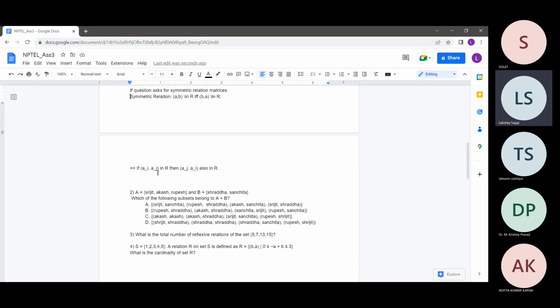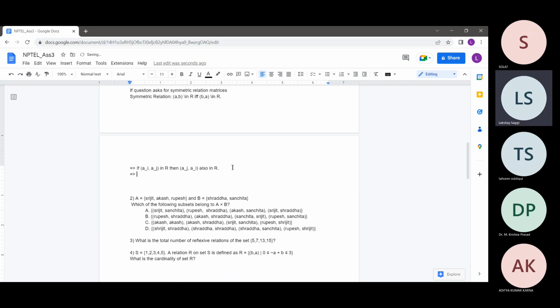So basically this means that if (a_i, a_j) is in R, then (a_j, a_i) should also be in R. In terms of matrices, this just means that the matrix should be a symmetric matrix. So what are symmetric matrices? I believe we have studied this in high school also.